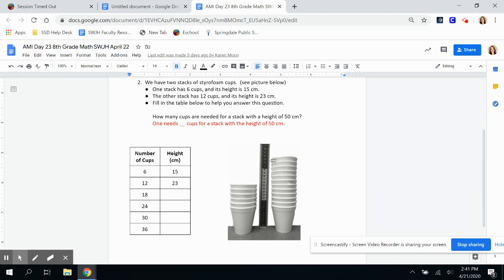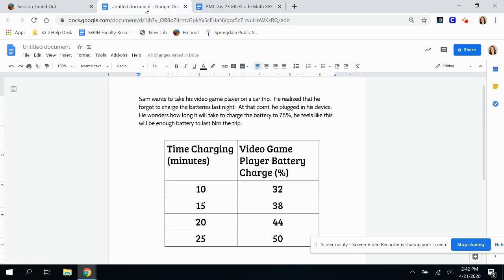Fill in the table below to help you answer this question. How many cups are needed for a stack with a height of 50 centimeters? And then you have a sentence frame to help with that. So if you fill in this table, you can see that there's a constant rate of change, and maybe it's best to just come up with an equation. Because when you have a table, you can just plug in values and get an answer, and it makes things simpler. So I'm going to review how to make an equation from a table.